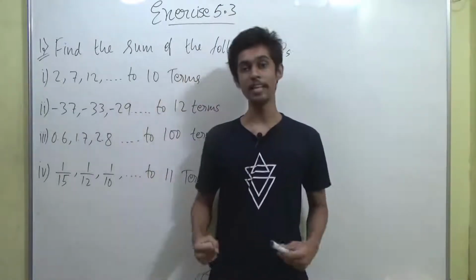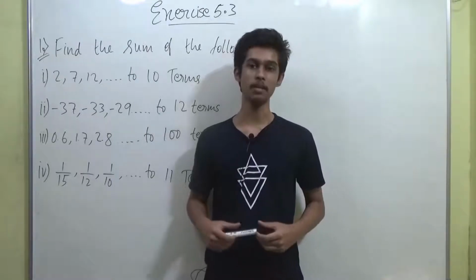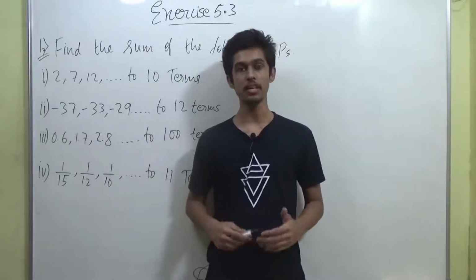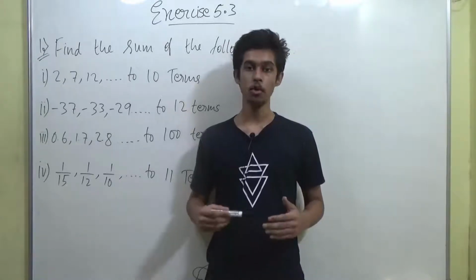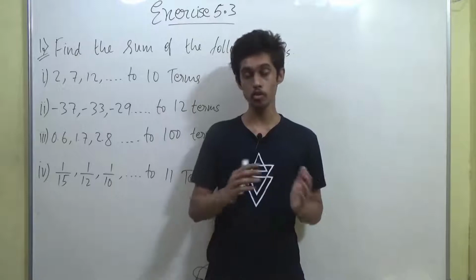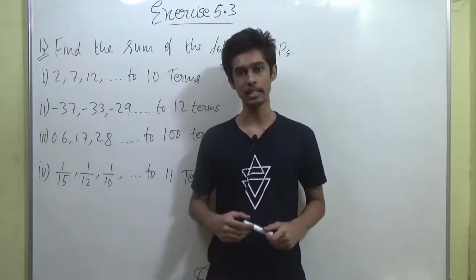So hello guys, welcome to the 6th lecture of the chapter Arithmetic Progression. In the last lecture we learned how to find the sum of n terms of an AP, and we also solved a few examples. We learned it through a few examples in the previous lecture, right guys?